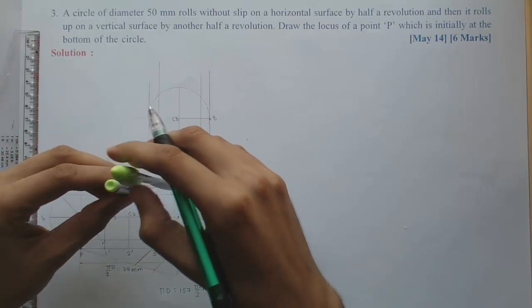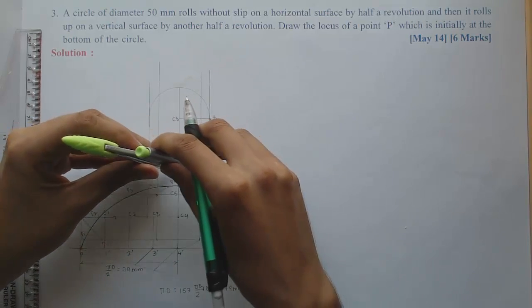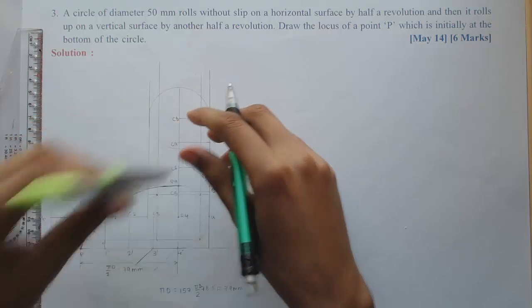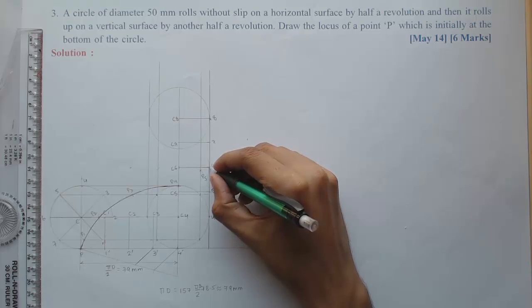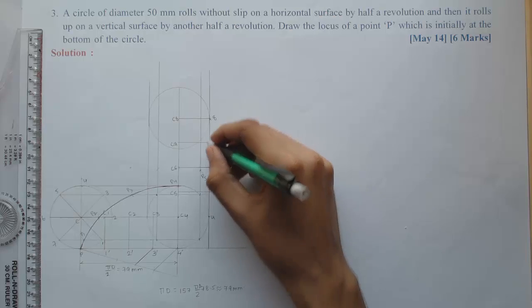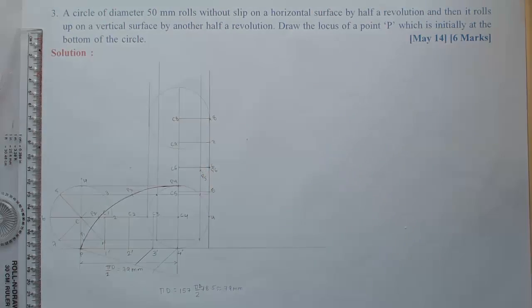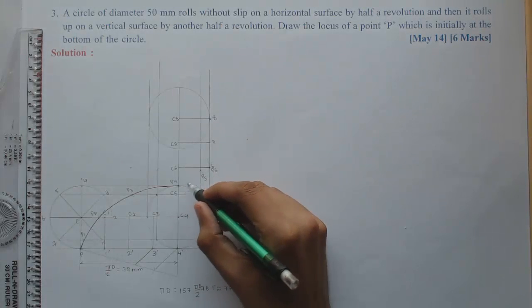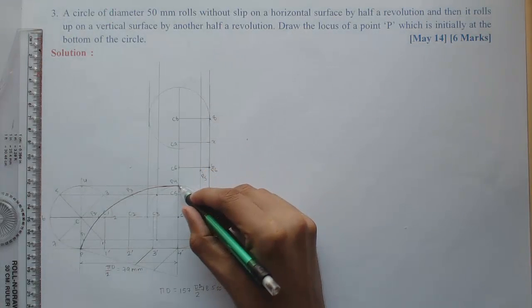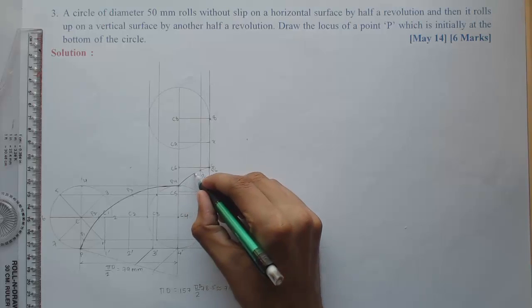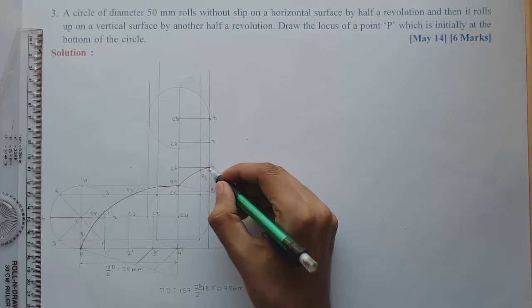Now after reaching C6, I'll get a tangent point at 6. That means that point P will exactly touch the wall, so it will become tangent here. That wall will be the tangent to the circle. So P6 is the tangent point. So the nature of curve from P5 to P6, so from P4, P5, P6, if I join, it will be somewhat like this. So it has touched the wall.